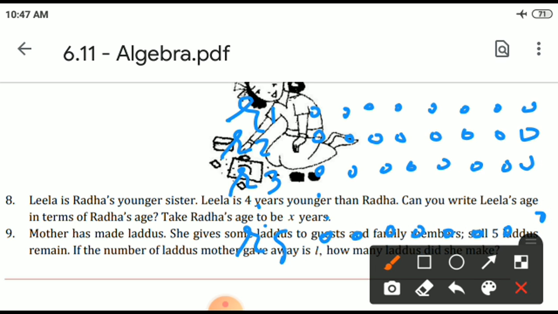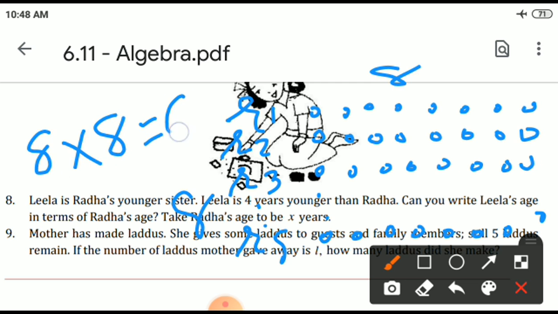Now count how many total are there. Suppose this is 8 and this time also 8. So we are knowing 8 into 8. What will be the answer? 8 eights are 64. So these 64 dots will make our first answer.